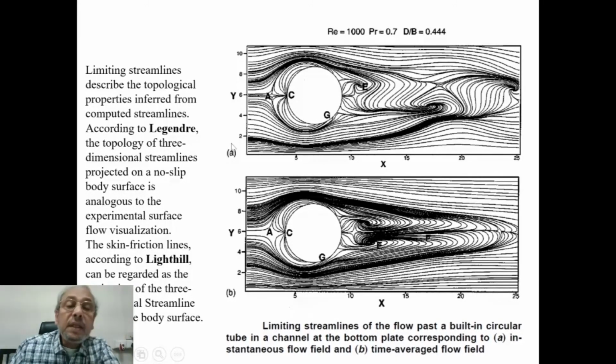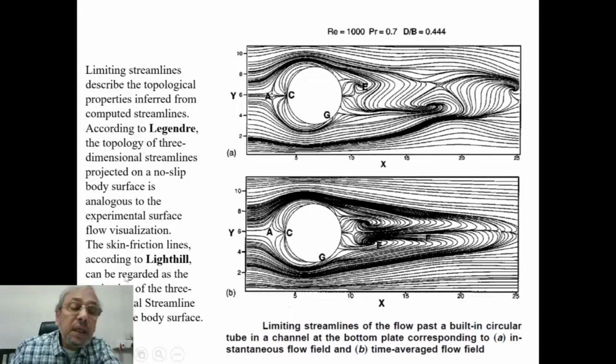little unfamiliar to many. These are called limiting streamlines. So limiting streamlines means projection of streamlines on a surface. So basically this is on the bottom surface. And what is limiting streamline and what is its importance?